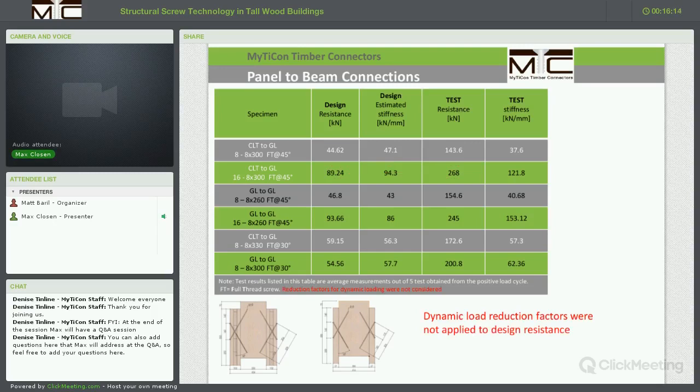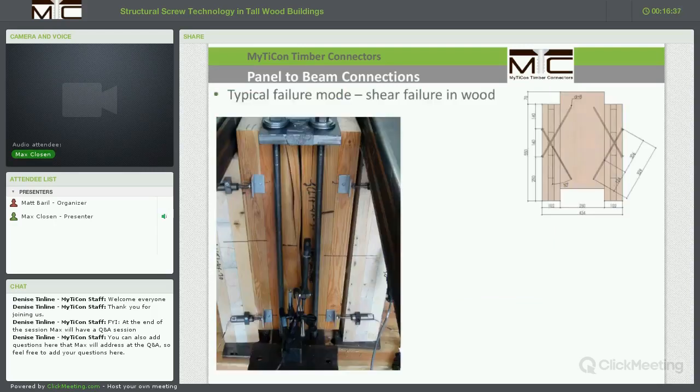We do want to mention here that for our design approach, we have not considered the dynamic loading or load cycles that we saw. Most of the specimens saw around 50 load cycles, positive and negative, on average, until failure occurred. So this is not considered in the design procedure. We basically use standard-term loading here, with the KD factor for short-term loading being 1.15.